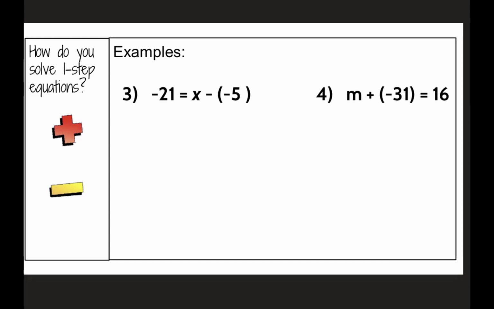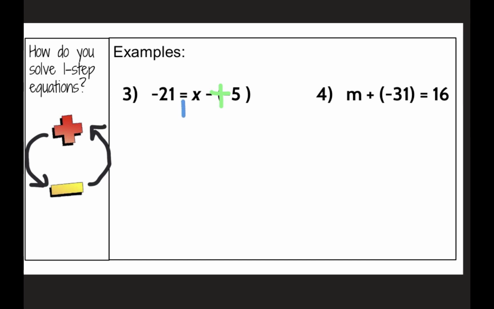Pause the video to write down example 3 and 4. Looking at example 3, we have negative 21 equals x minus a negative 5. The very first thing that stands out is the take away a negative. That means this is really x plus 5. What do you mean by that, Mrs. Kluver? Again, because you are taking away the negative. Remember, when there are two negatives touching each other, that really means plus. So we have negative 21 equals x plus 5.